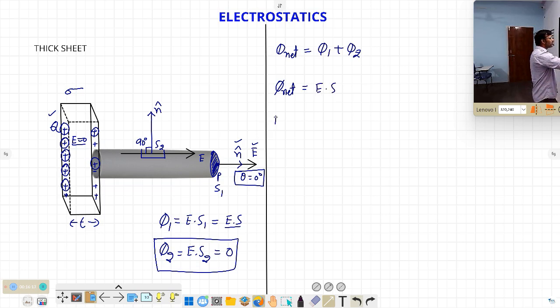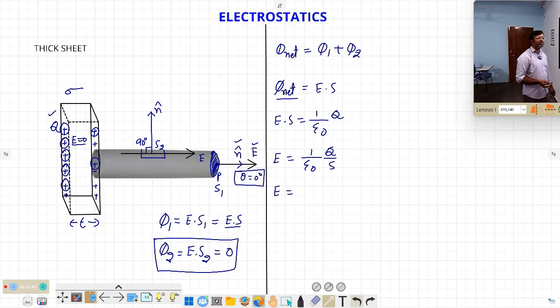So according to Gauss theorem, E into S is equal to 1 by epsilon naught times the charge enclosed. This is the way we can take. Now you can write E is equal to 1 by epsilon naught times Q by S. What is Q by S? Q by S is charge per unit surface area, the areal charge density sigma. So I can write this as sigma by epsilon naught.